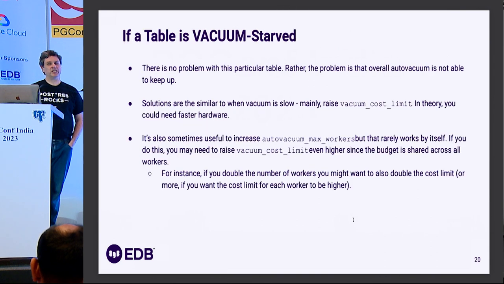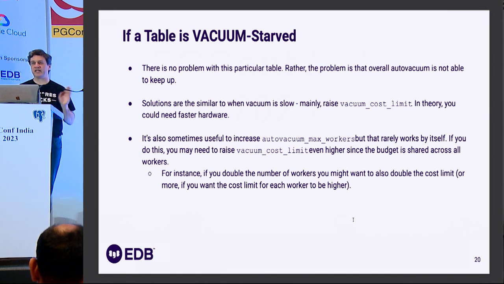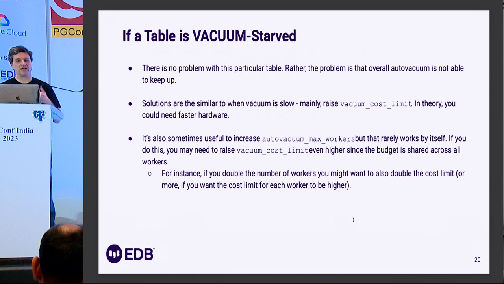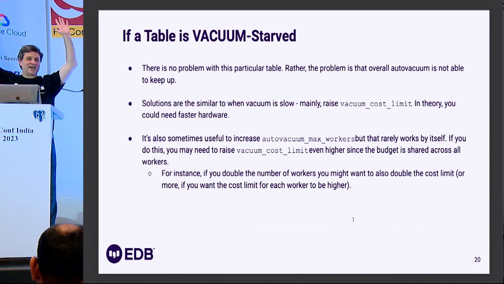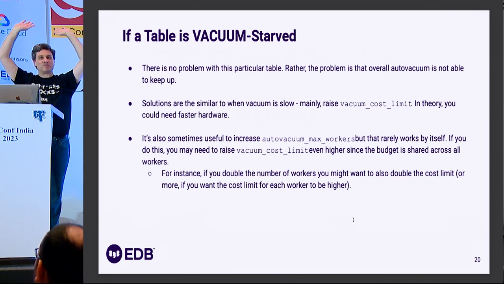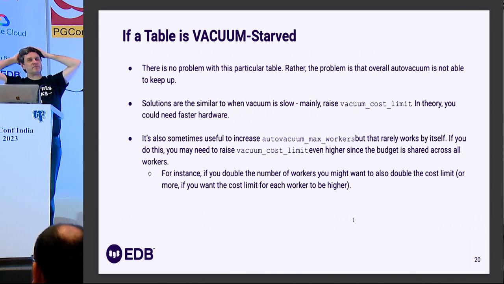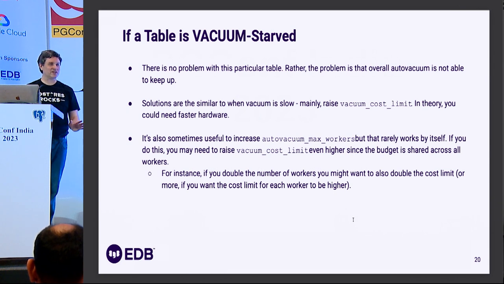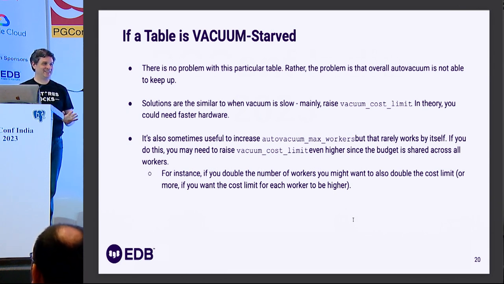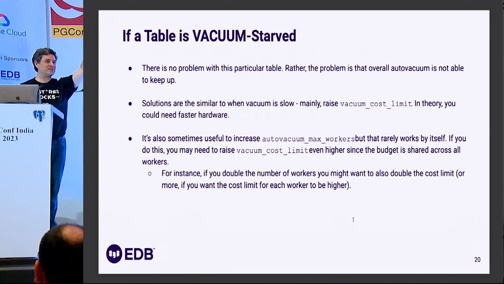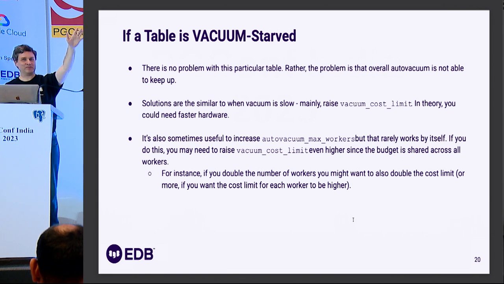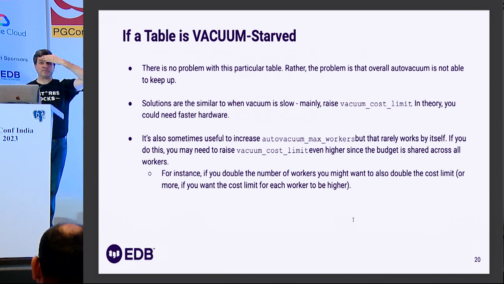So what do we do about the starvation case? The important thing to remember here is that in the starvation case, there's no problem with the particular table. It's just that overall, auto vacuum doesn't have enough capacity to keep up. The solutions here are almost identical to the case where vacuum is slow. The main thing you do is raise the cost limit. Push it up there, push it way up. Don't be shy. Most configuration parameters, I advise people, don't change it too much from the defaults unless you really are sure you know what you're doing. But not in this case. If you are not keeping up, just crank that vacuum cost limit way up there. Be brave. Double it, triple it, multiply it by 10. Put it way up. That will very often resolve your problem over time.